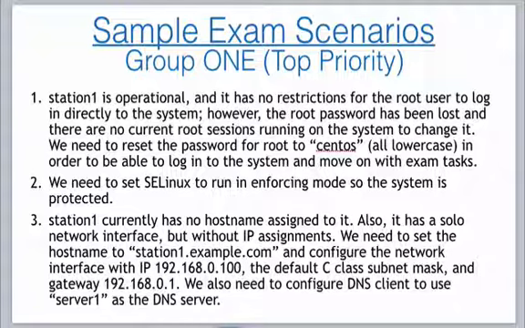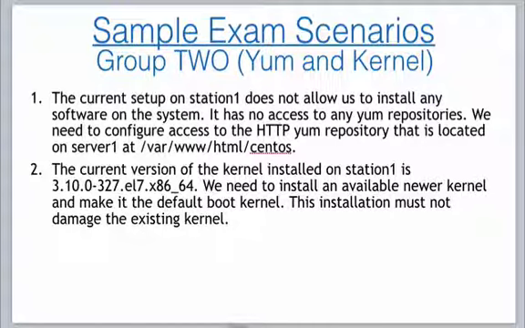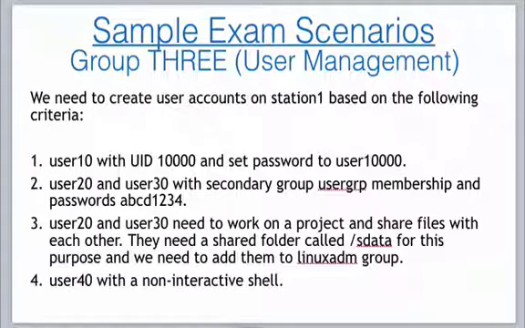Group 1 has 3 top priority tasks related to resetting the root user password, activating SELinux in the enforcing mode, setting hostname for the system, and applying IP assignments to the unconfigured network interface. Group 2 includes questions related to configuring YUM repository and installing a newer kernel. There are 2 items in this group. Group 3 has 4 tasks and are related to user creation with custom criteria and group collaboration.